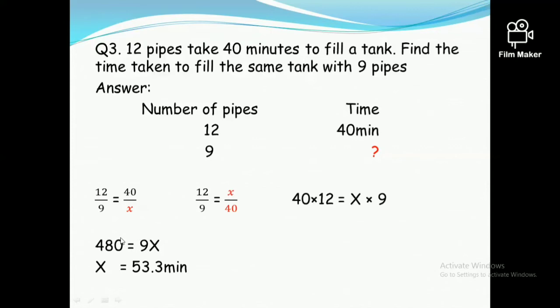Then 40 into 12 is 480. 9 into x is 9x. To obtain x, you can divide 480 by 9. So the answer would be 53.3 minutes. So that is the answer for this question. Obviously we know that if you reduce the number of pipes to fill the tank, it takes more time than the 40 minutes to fill up the same tank, right?